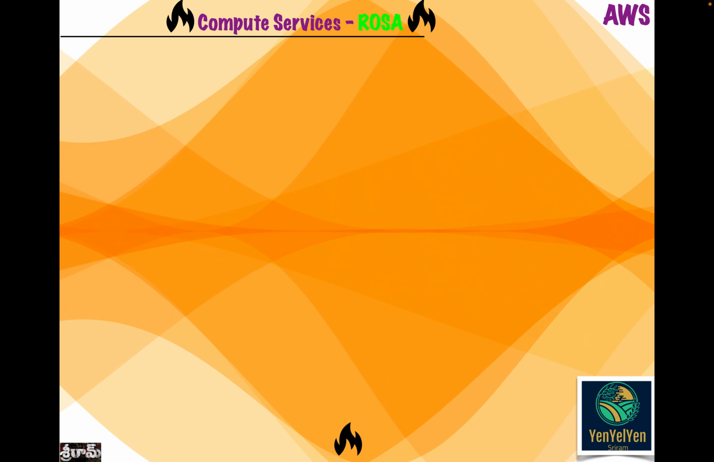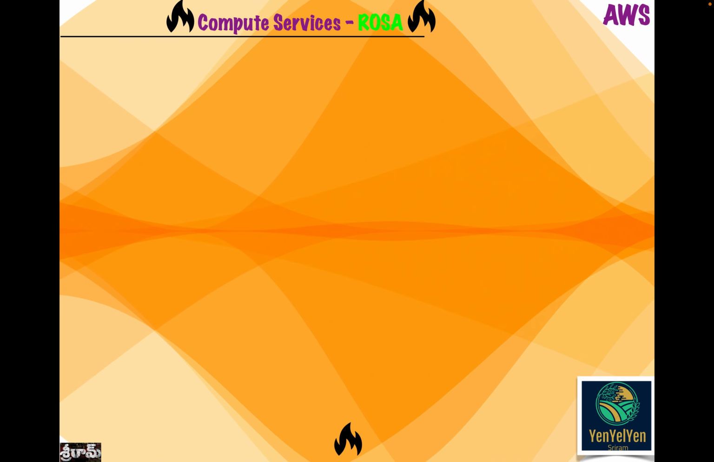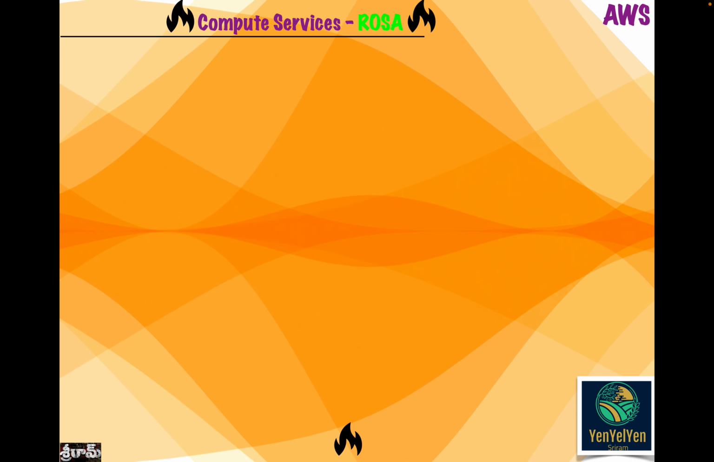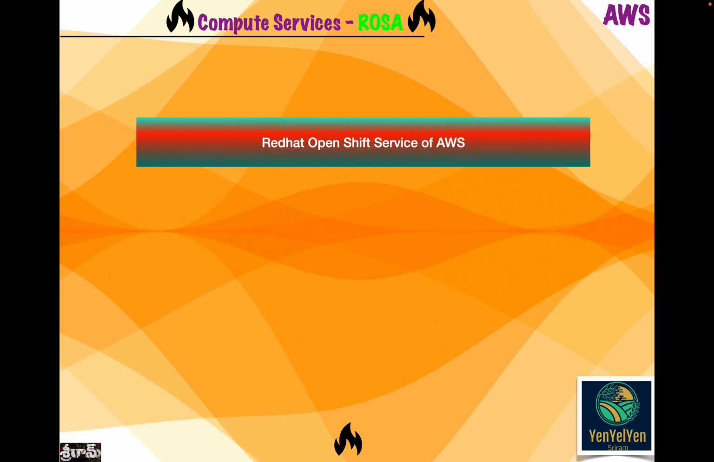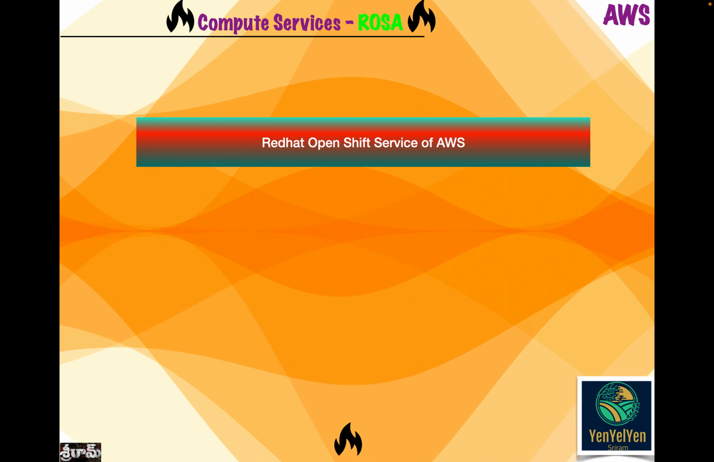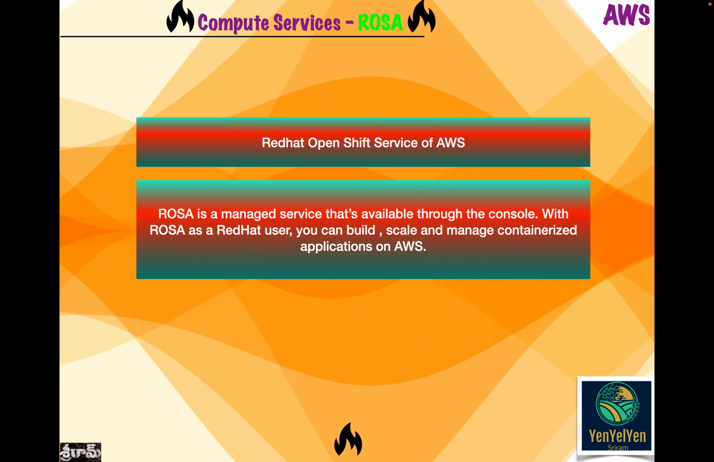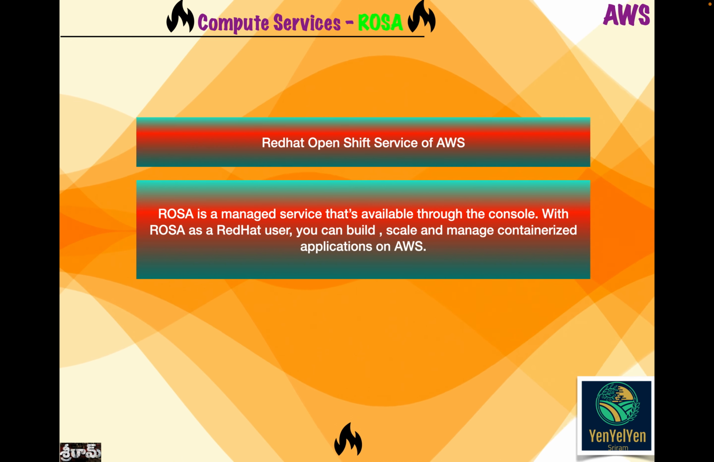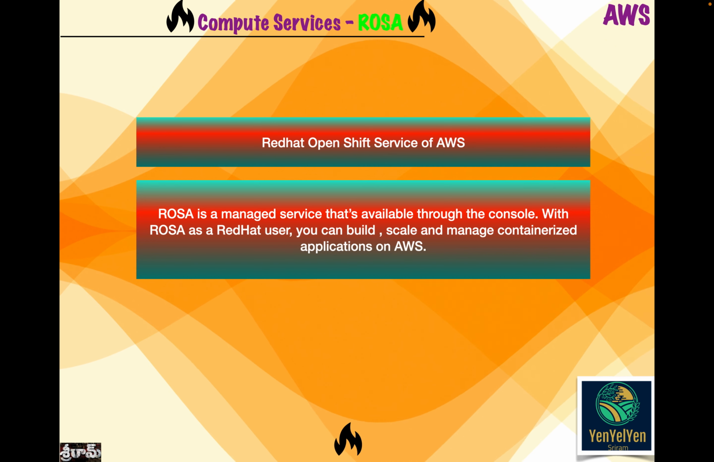Next service is ROSA, that is Red Hat OpenShift Service on AWS. ROSA is a managed service that's available through the console only. With ROSA, as a Red Hat OpenShift user, you can build, scale, and manage containerized applications on AWS.